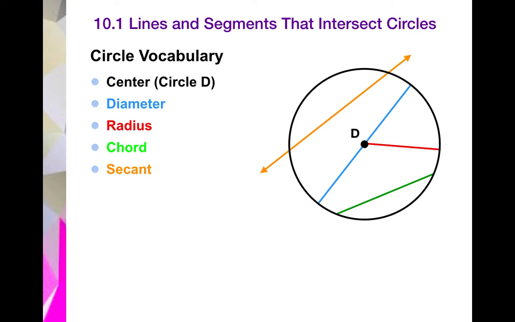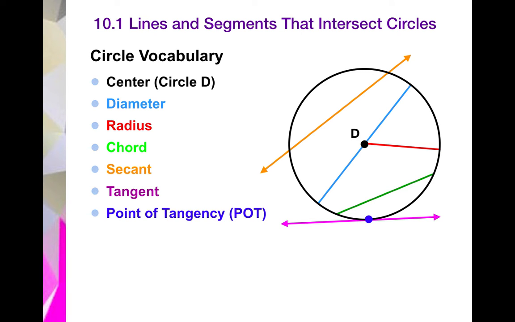A secant is a line that goes through a circle at 2 points. There are 2 points here, and that's a secant. What's a little different is a tangent. A tangent touches the circle at one exact point, and that point is called the point of tangency.